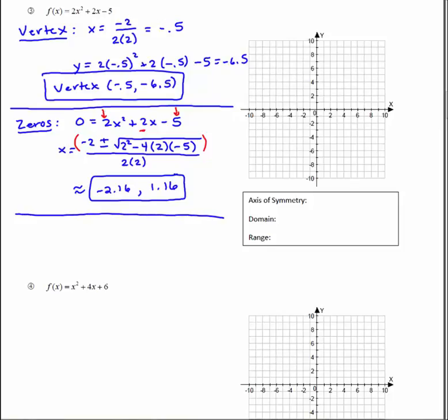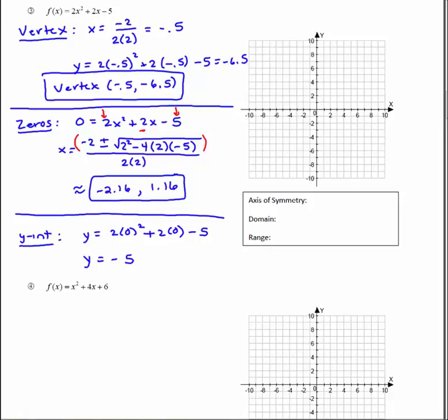Okay, the y-intercept is where we set x equal to 0. So y would be 2 times 0 squared plus 2 times 0 minus 5, or just negative 5.